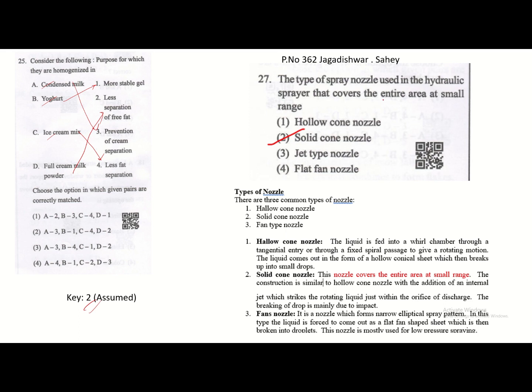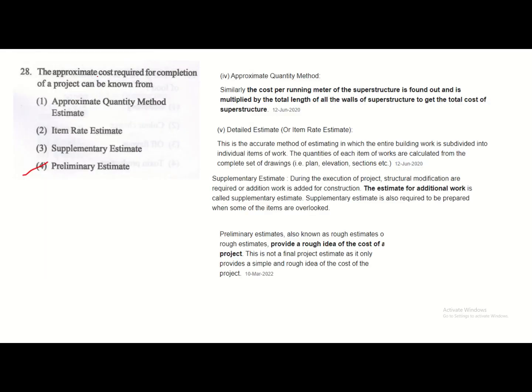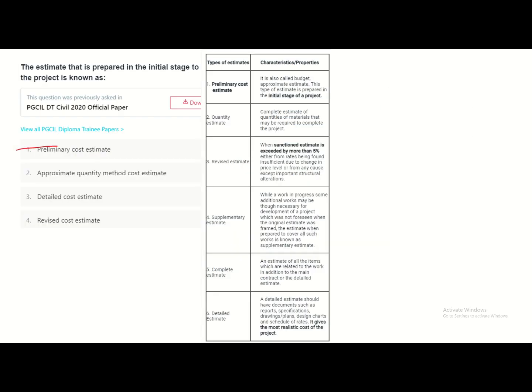And this is a direct question they asked from sprayers, the nozzle sprayers. That is this slide. The direct question they asked. So here the nozzles cover the entire area. It is small, that is solid. The answer is 2. Now the approximate cost required for completion of projects can be known from the preliminary estimation. Here the definitions are given: approximate quantity method, item rate, supplementary, preliminary. Based on this, it provides the rough estimation of the project before submitting any work.